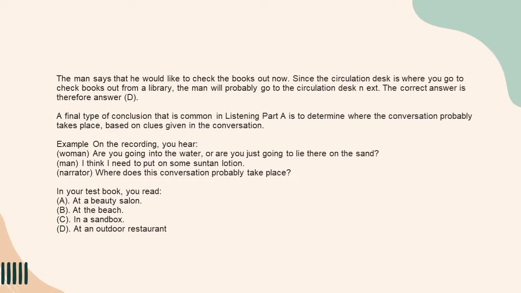Okay, here we go to the explanation about the question. The man says that he would like to check the books out now. The circulation desk is where you go to check books out from a library. The man will probably go to the circulation desk next. The correct answer is therefore answer D. And here we go to the next question.